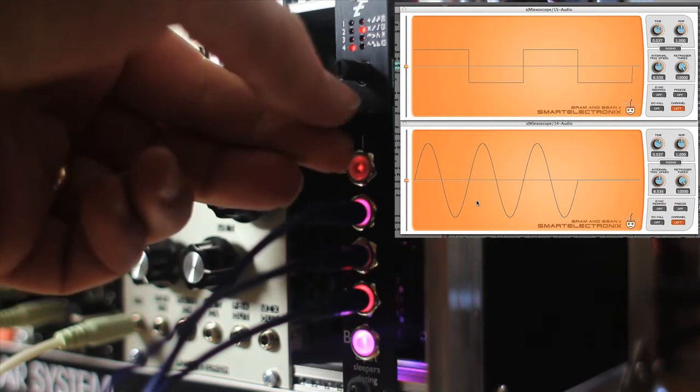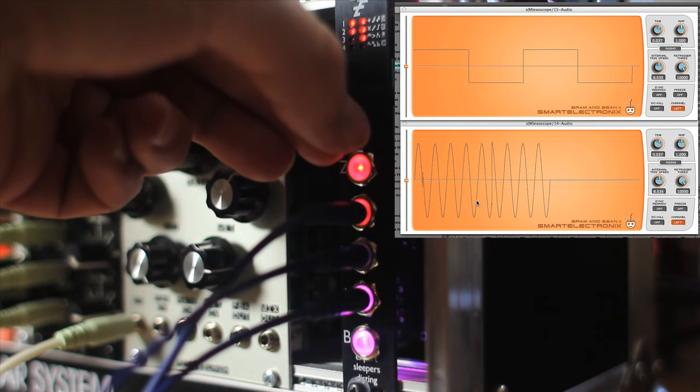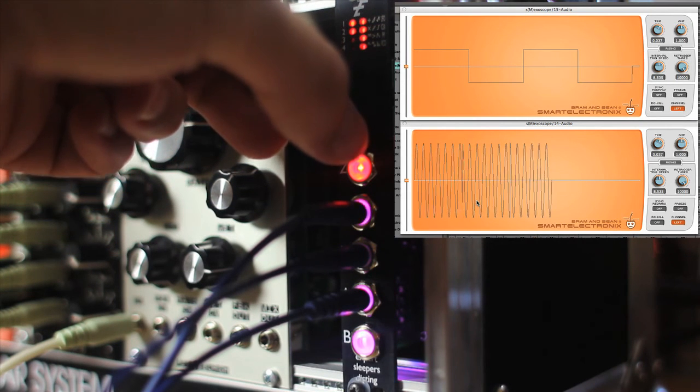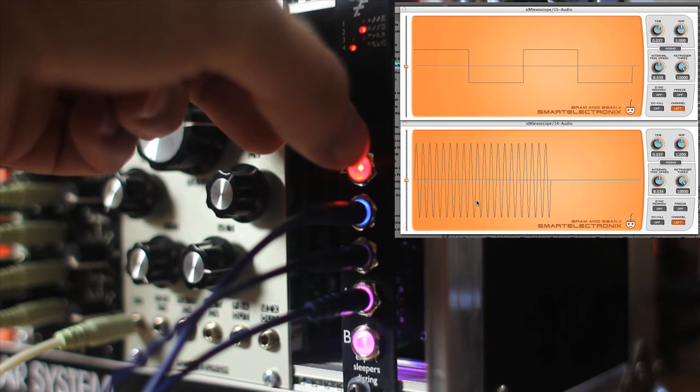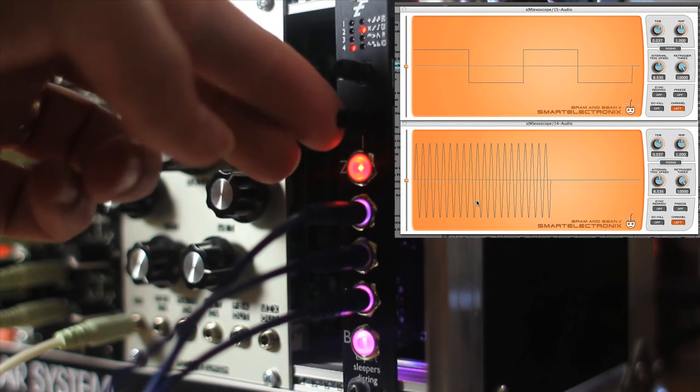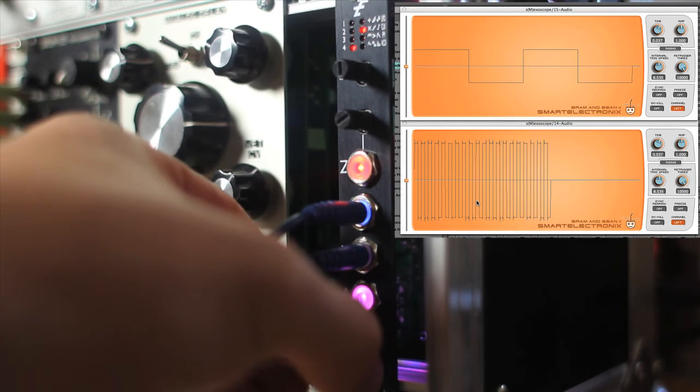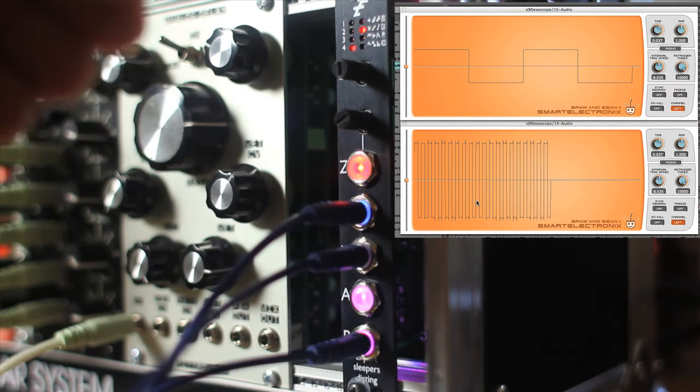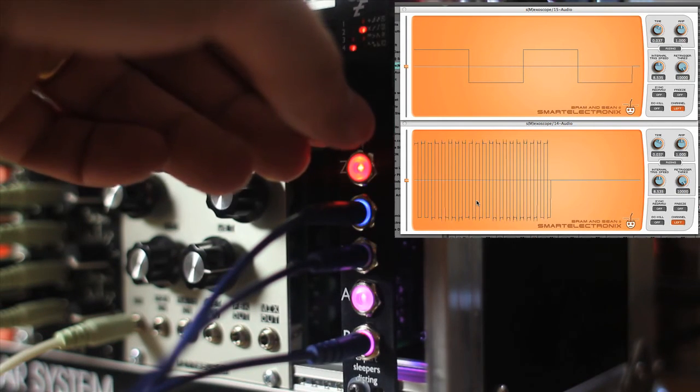And if I keep turning Z, it goes all the way up to 16 times. And that's working perfectly well on the sine. If I use the square output, you can see how you might use that as a clock pulse multiplier maybe.